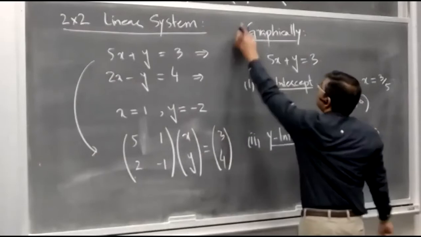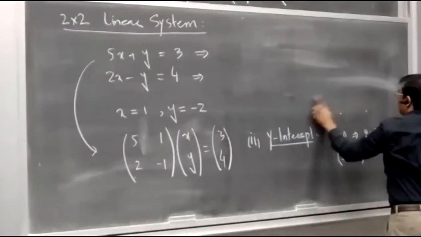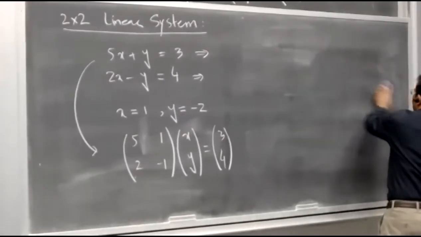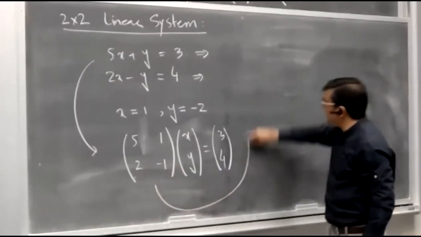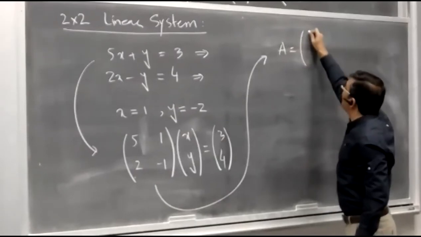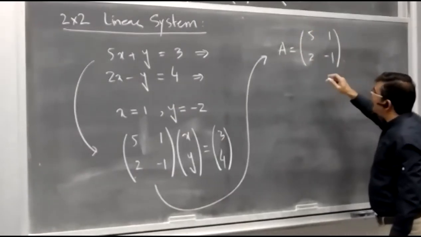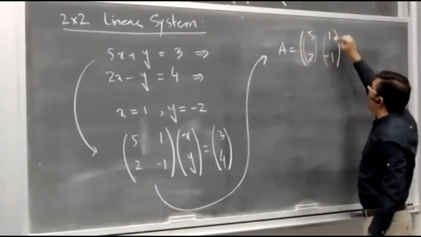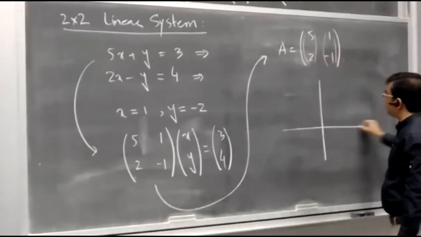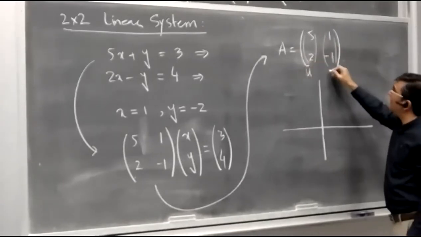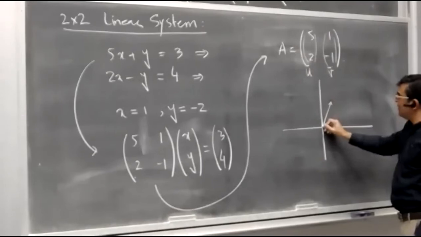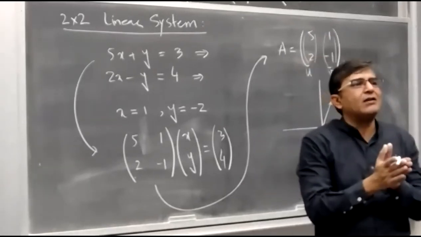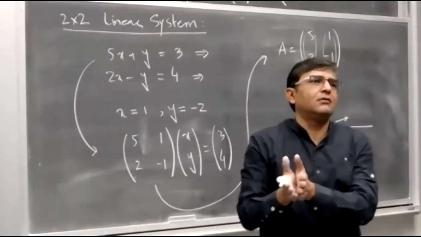Now this is your linear system, and if you try to investigate all these things, infinitely many solutions or no solution, then you can see this thing. If you call this matrix A, [5, 1; 2, -1], yesterday we were talking only about this matrix. It has two columns, (5, 2) and (1, -1). If you call these two vectors U vector and V vector, if they are different from each other, if they are independent of each other, it means these two vectors are neither collinear nor parallel.